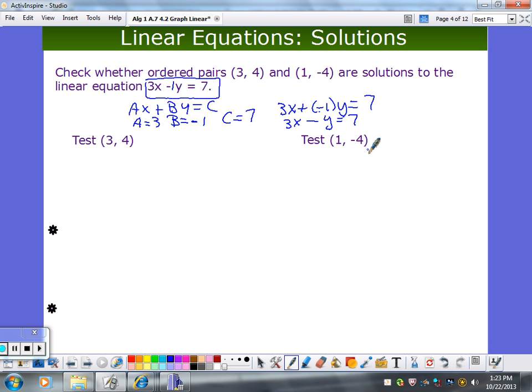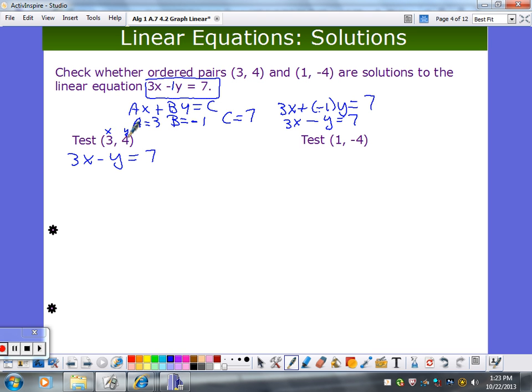But I guess we're getting back to the main point. Is it of that format? Ax plus by equals c. It is. So this is a linear equation. If I was to graph it, I would get a line. But now I want to test my solutions. It's 3, 4. Let's see if it's a solution to 3x minus y equals 7. So how would I test that out?